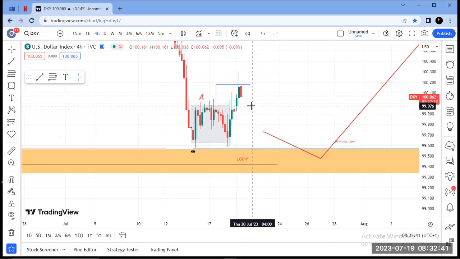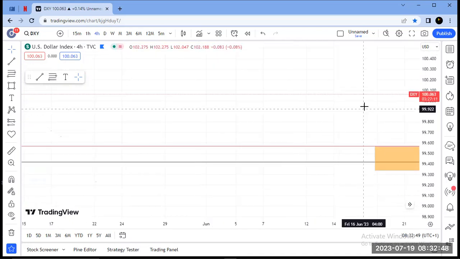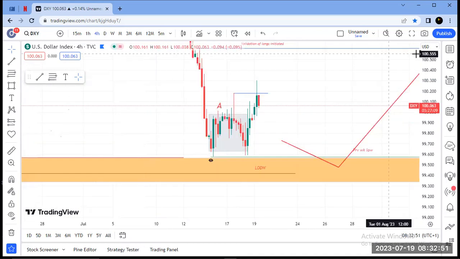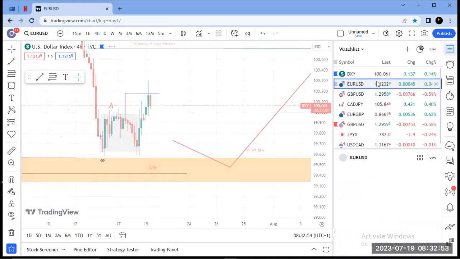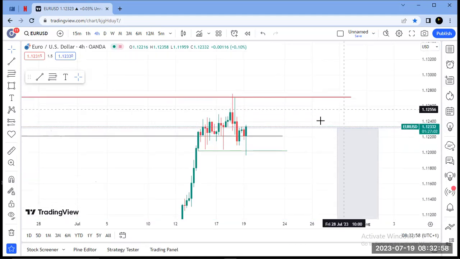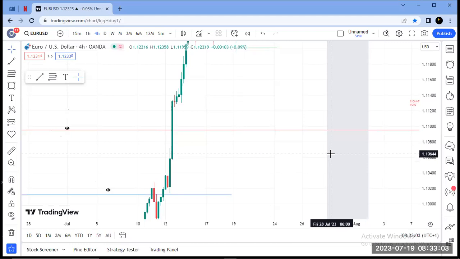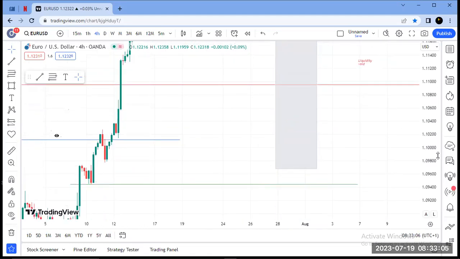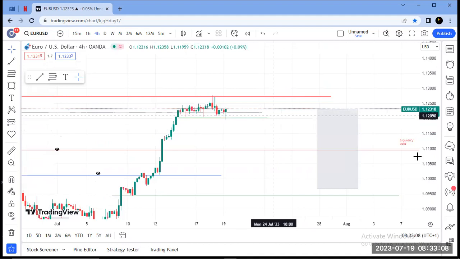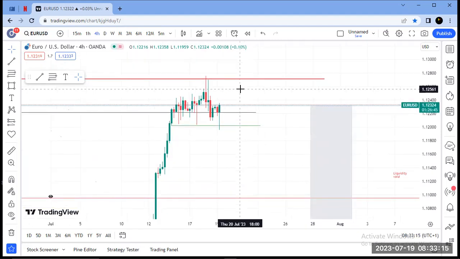But near term, as of now, I am trading the CAD JPY. I'm focusing on the CAD JPY. So let's look at Euro too sometime. So you see now, Euro also did this. So this is the liquidity void here. So I'm still waiting to see another reading before I look to go short.